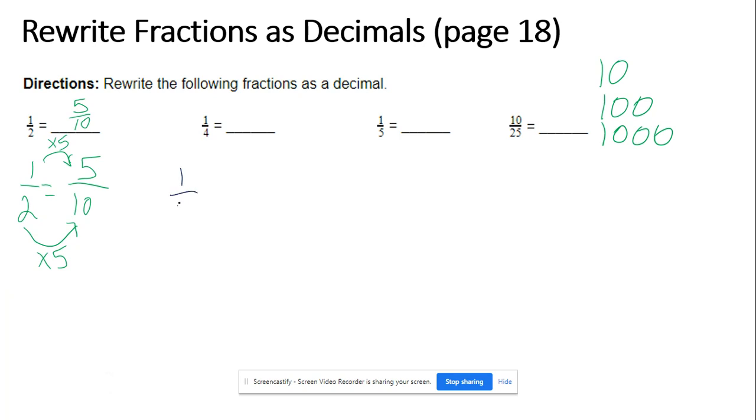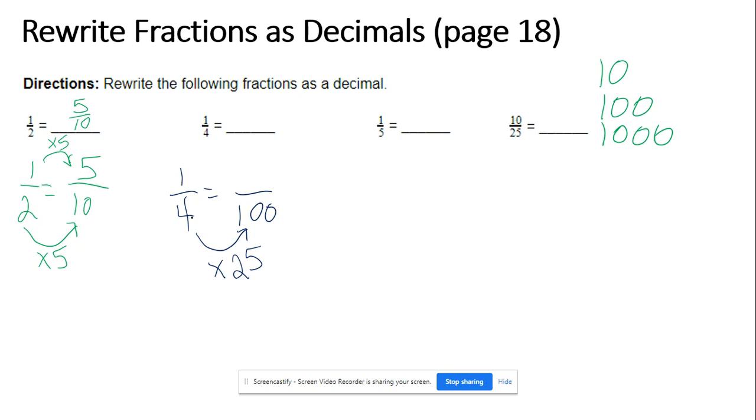Here we have 1/4. Let's see, if we use tenths, can we multiply anything by 4 to get to 10? The answer is no. 4, 8, 12, nothing gets to 10. So let's try 100. Can we multiply anything by 4 to get to 100? The answer is yes, we can multiply by 25.